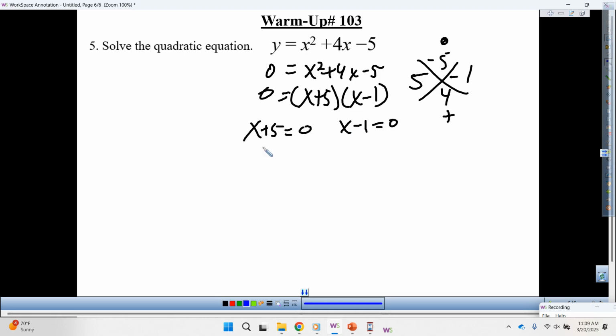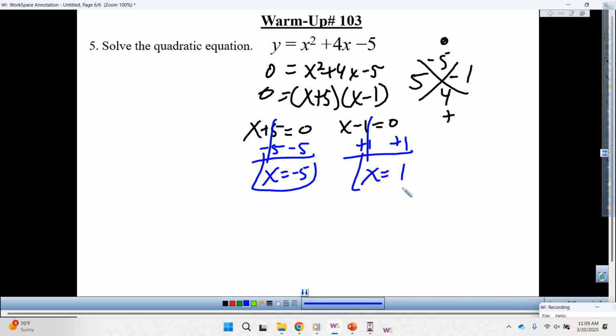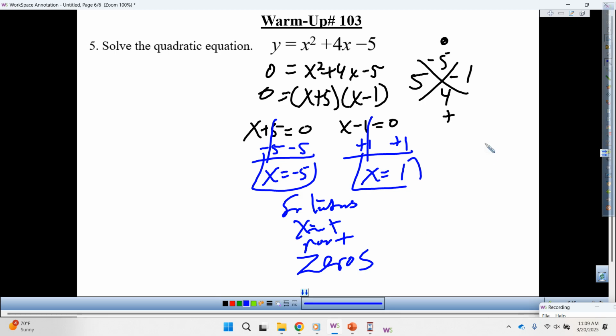Solve. So therefore, minus 5 minus 5, x equals negative 5, plus 1, x equals 1. These are my solutions. X-intercepts, roots, or as we call them now, the zeros.